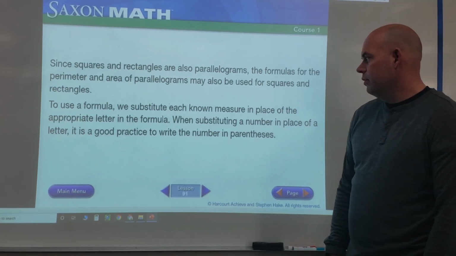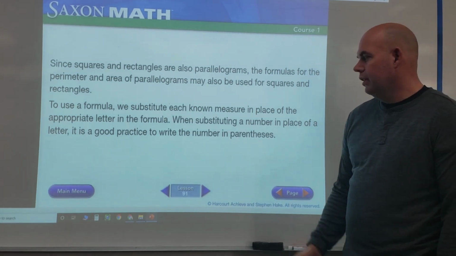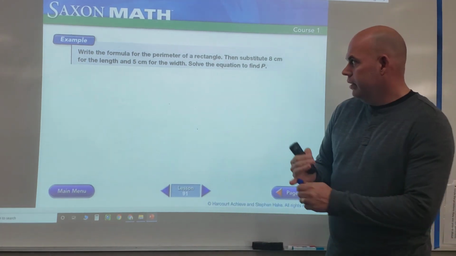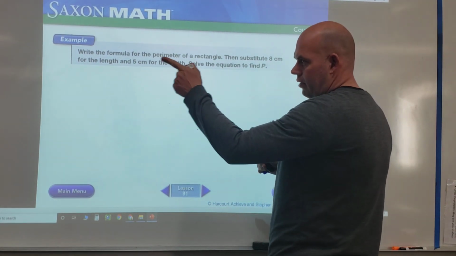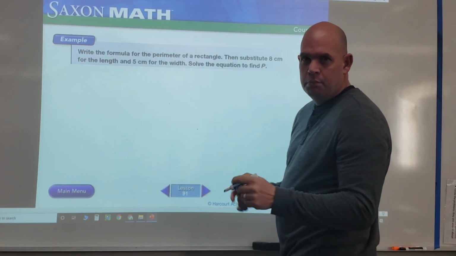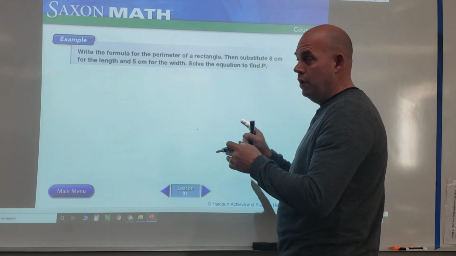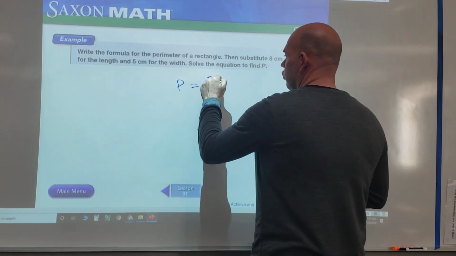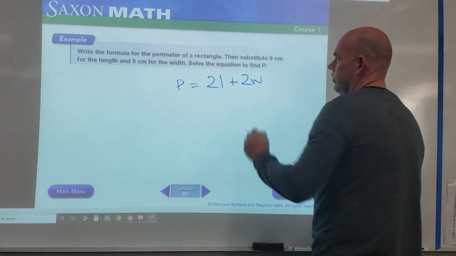And to use a formula, we substitute each known measure in place of the appropriate letter. So let's go ahead and start doing this. Write a formula for the perimeter of a rectangle. Remember, rectangles have 4 sides, but they're not necessarily squares, so you have to look at length and width. So perimeter equals 2 lengths plus 2 widths.